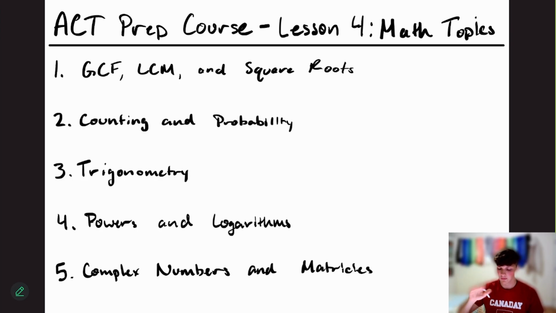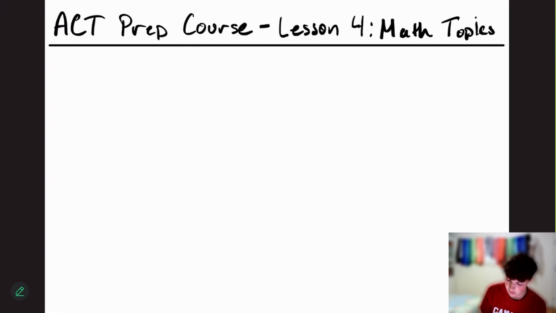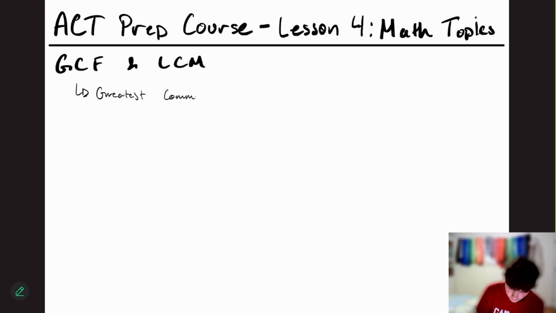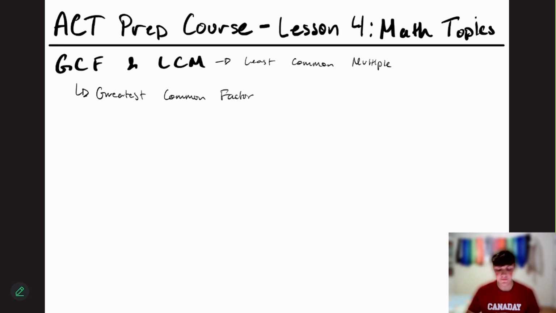The first major topic that we want to discuss is GCF, LCM, and square roots. Okay, so let's talk about GCF and LCM. So first of all, what are GCF and LCM? GCF is greatest common factor, greatest common factor. Okay, and LCM is least common multiple. That's what these acronyms stand for. And they're useful in a lot of different ways. But let's talk about what each of these things actually mean.